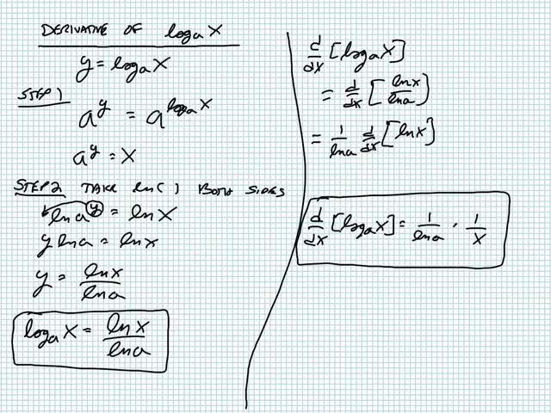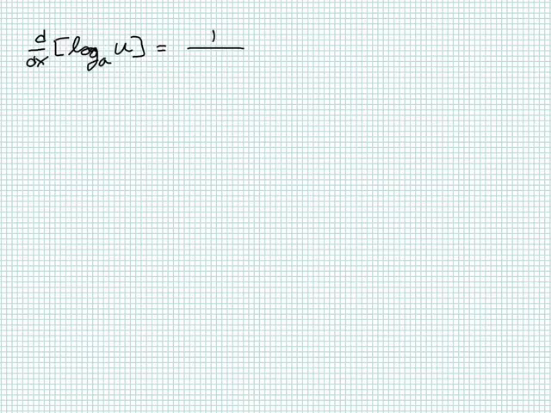Okay, let's do a more general rule. Using the same technique, the derivative of log base a of u is going to be equal to 1 over natural log of a times 1 over u times u prime.